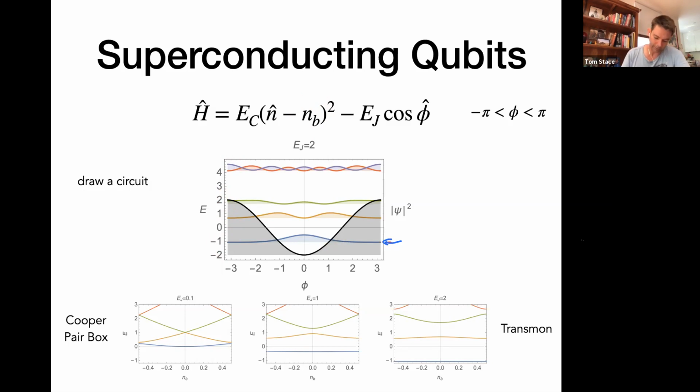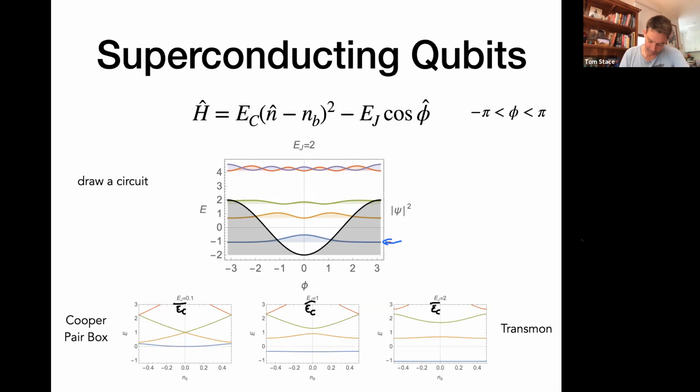And so as a function of that parameter NB, you can plot the eigenvalues for different values of NB. So at the bottom of the slide, you can see 3 different plots for different values of EJ, and it should really be EJ over EC. So these are all dimensionless quantities.